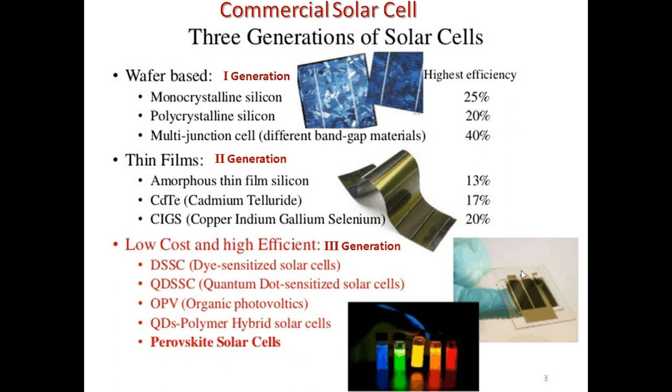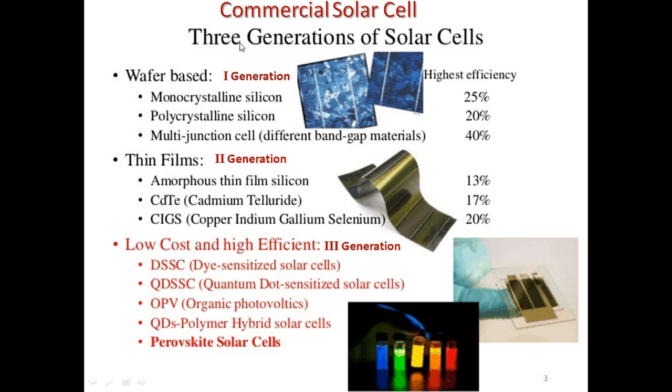Today we will look more into the commercial part of the solar cells which have been available, and what the basic structures of these commercial solar cells are. So basically, solar cells have always been divided into three generations. These are the three generations of solar cells.